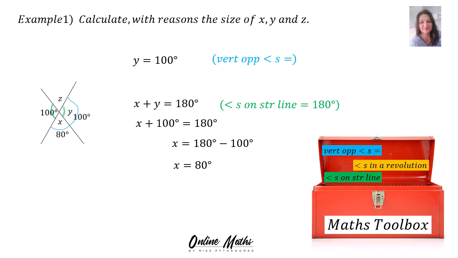Then the last angle I'm left with is this angle z. Now, do you agree z is vertically opposite to x? So we can say that z is 80 degrees, vertically opposite angles are equal. But we can also work that one out by using the theorem angles on a straight line is equal to 180 degrees.